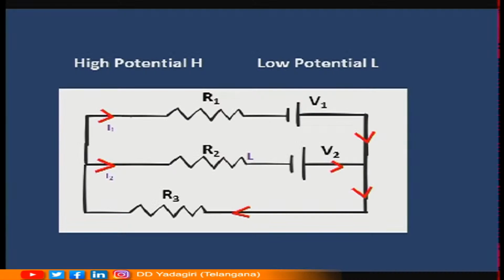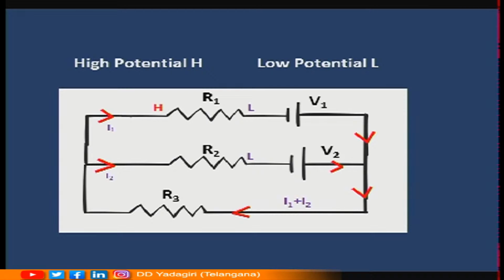Here is a network where we have resistance R1, battery V1, resistance R2, a battery V2 and a resistance R3. Let current I1 flow through resistance R1 and current I2 flow through resistance R2. Through the resistance R3, the current must be equal to I1 plus I2. This is from Kirchhoff's junction rule.